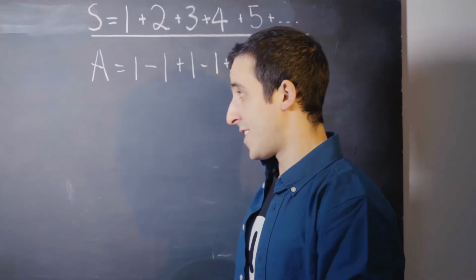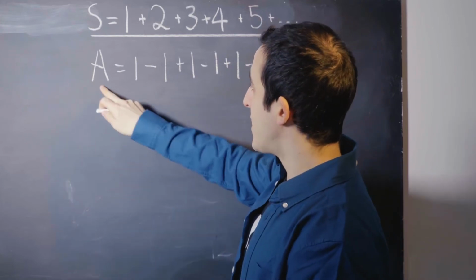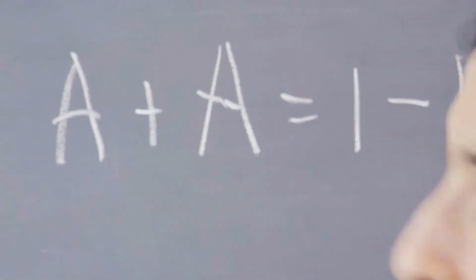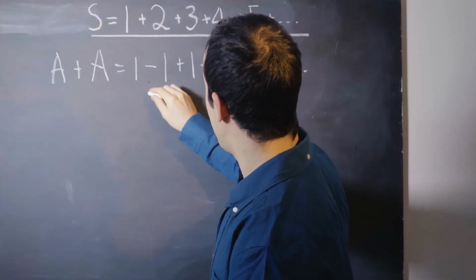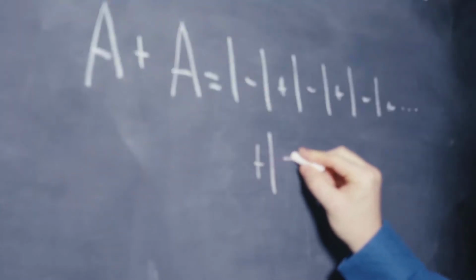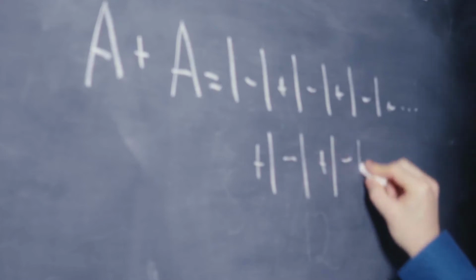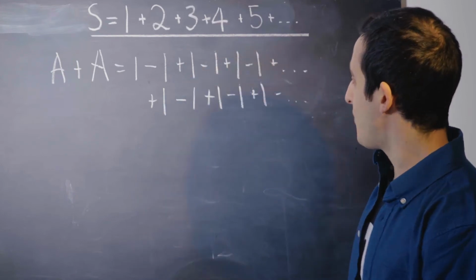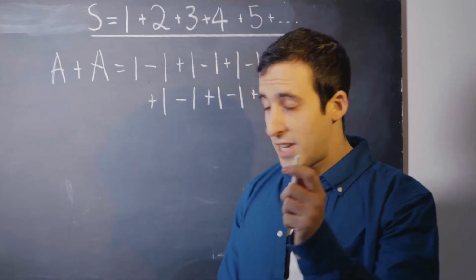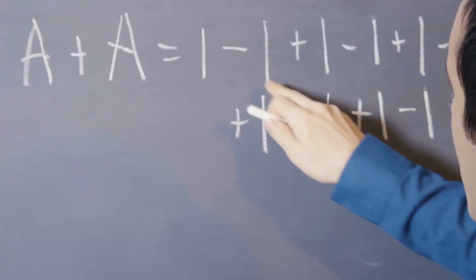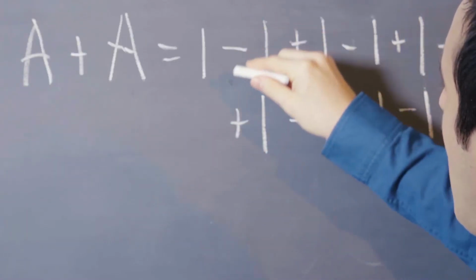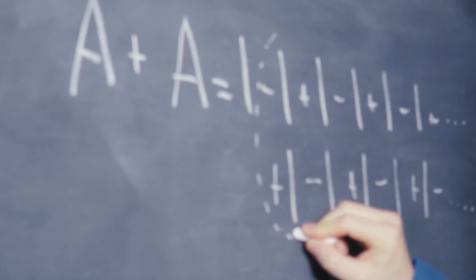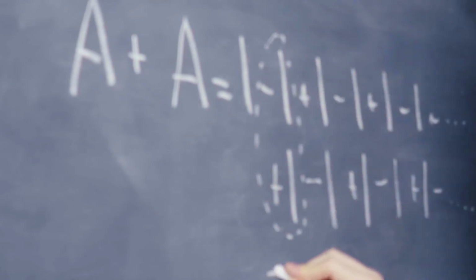But there's a way we can approach this sum, right? What we can do is take A and add it to itself. So I'm going to do A plus A, and I'm going to write out the second A beneath it. So the first term is 1, so plus 1, and then minus 1, plus 1, minus 1, plus 1. So this is A plus A. Now we can make an observation: for every term in the second A here, 1, I've got a corresponding negative 1 in the first. So if I group these two together, they equal 0.